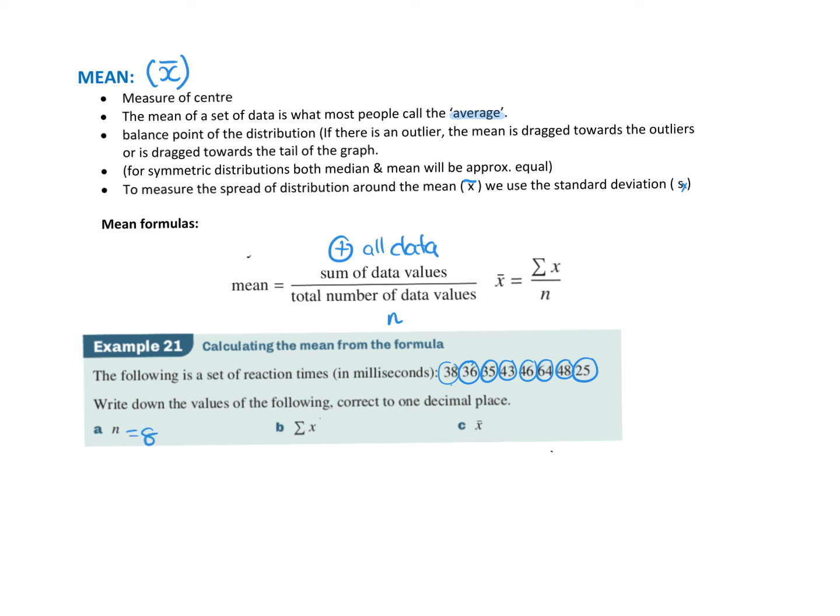When they say the sum of x, that means we've added all of those values up. And if you do that, the sum of x equals 335. And then the mean would be found by going 335 divided by 8. So the mean ends up being 41.9. In your calculator, when you use the statistics function to find the mean, they also give you these two values as well. So once you've entered the list in, you can go find that in there.